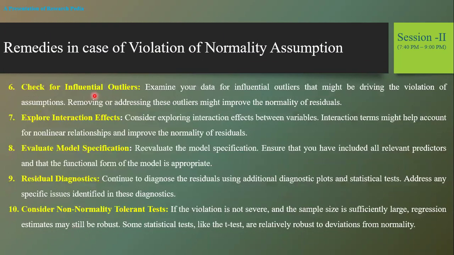You can also check whether there are outliers in your data, because sometimes due to outliers your data becomes not normal. So if there are outliers, you need to correct them. You need to remove them, or you need to rectify them in order to make your variables meet the normality assumption. You can also explore the interaction effect. You can add the mediation or moderation impact between your IV and DV in order to have normality of the data. You can evaluate the model specification.